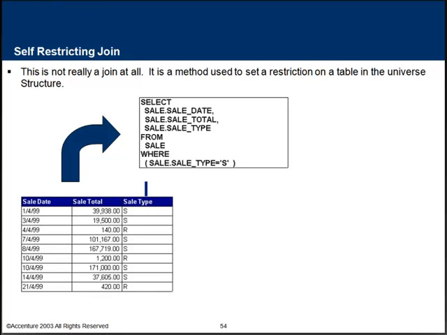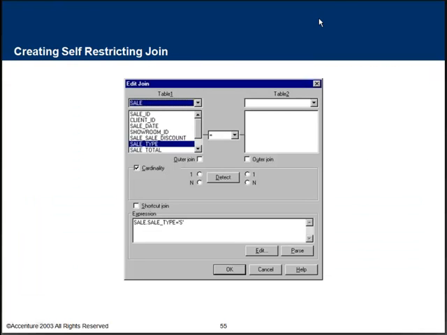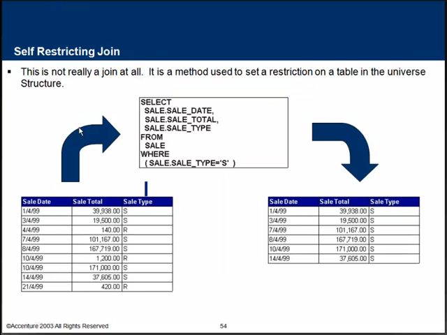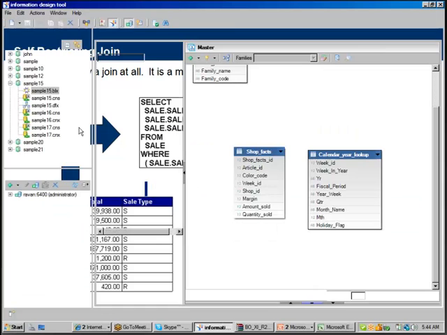Nothing is there. Okay, that is what a self-restricting join is. Don't worry, I'll explain later. Next one is the shortcut join. I'll show you how the shortcut join will work, and how it will improve the performance of the report in real time. Let me explain.